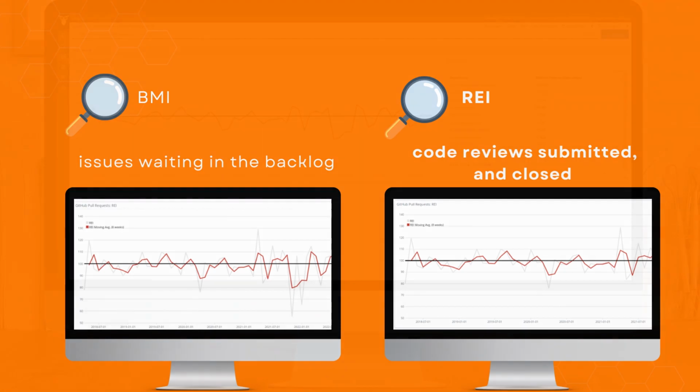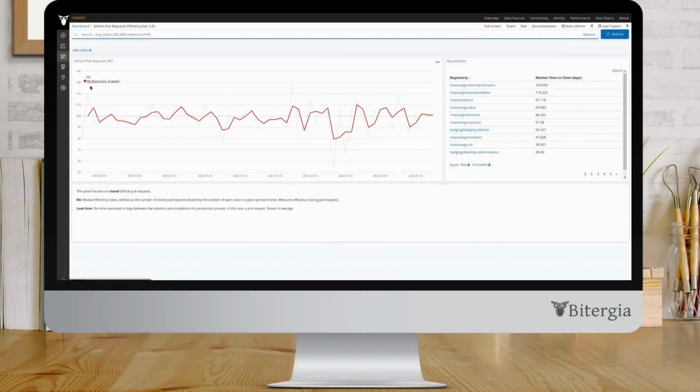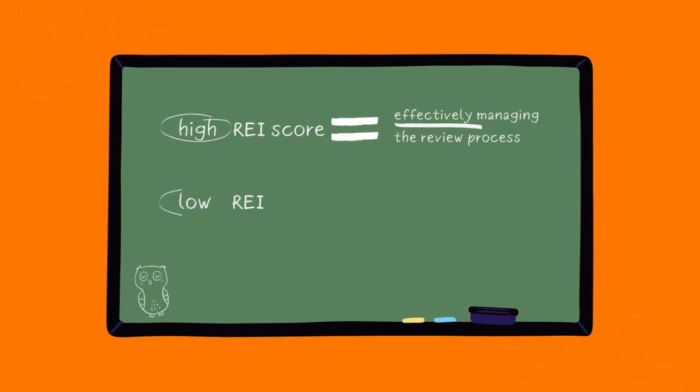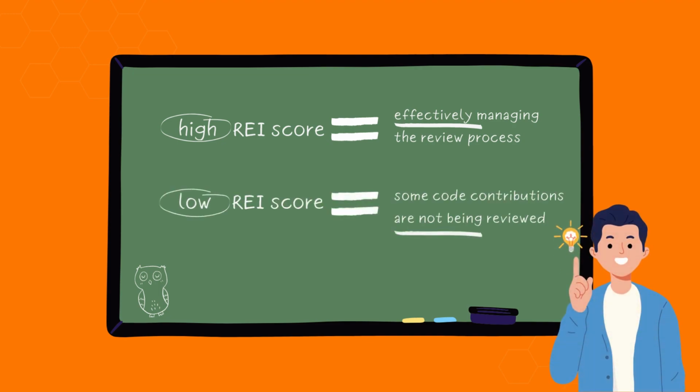In our example taken from the Chaos project, we can see that this metric is most of the time over 90%, and there are frequent peaks reaching 110%. What this tells us is that the team has been able to handle the reviews in a timely fashion. A high score means that a team is effectively managing the review process, while a low score indicates that some code contributions are not being reviewed, which is particularly important because they can get outdated quickly.